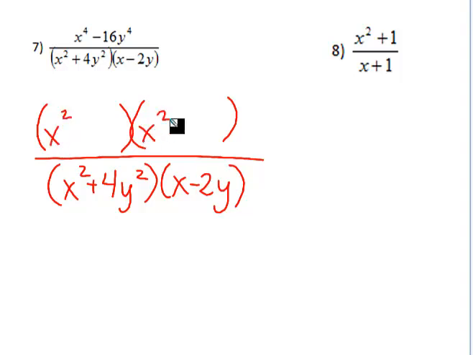Now, since it's a difference of squares, one will be plus, one will be minus. What do the last two terms have to be to give us the 16y to the fourth? 4 and what else? Y squared, yep.